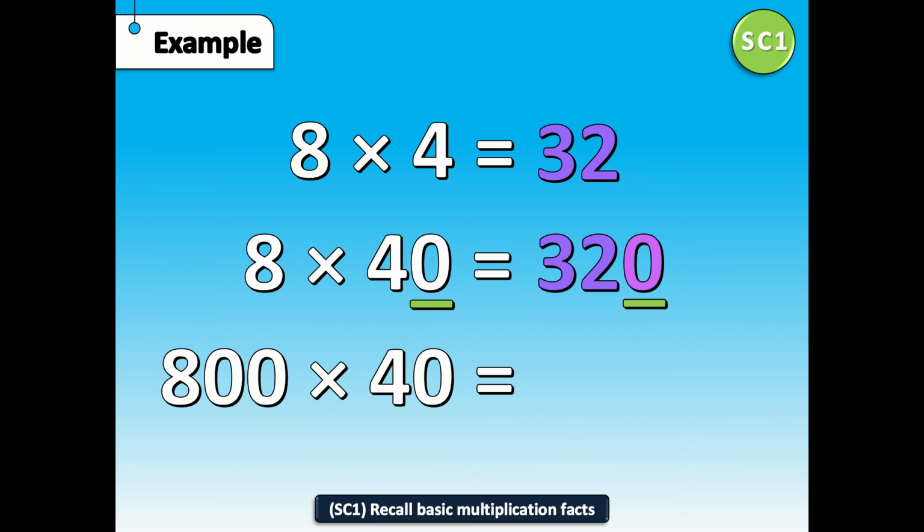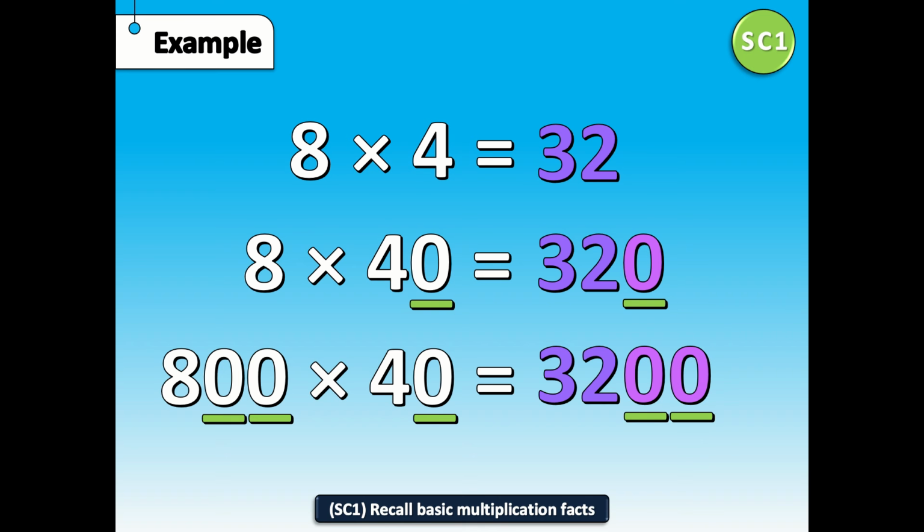We can work out 800 times 40 by doing 8 times 4, which is 32, and then our question has 3 zeros in it, so we need 3 zeros in our answer. So 800 times 40 is 32,000.